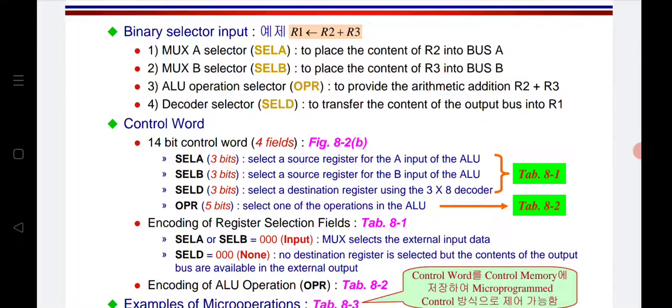So your decoder will have a selection line which selects only the R1 register. The decoder selection lines come from your select D. I will select the R1 register such that your data is moved only into the R1 register. Now, to give the values of select A, select B, OPR operation and select D, we will use a particular word which is known as a control word. This control word will be of 14 bits.